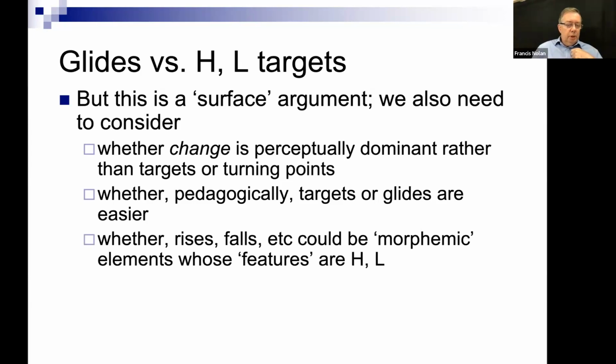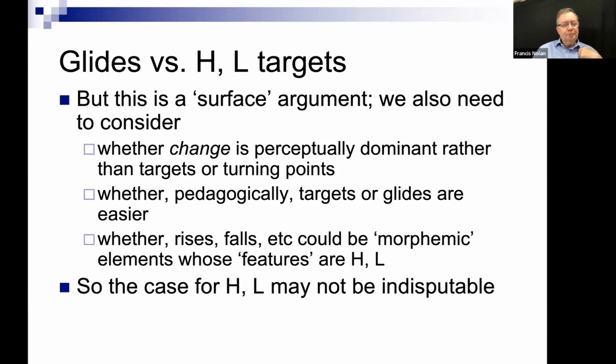And one possibility is that, in fact, rises and falls are the basic units, but they would be like morphemes, and they could have features. They are realized by features such as H and L, which themselves have to be anchored in the way that I showed you in the previous diagram. So that's a very superficial treatment of that particular issue, but it's not, I think, a closed issue. So as it says, the case for H and L may not be indisputable.